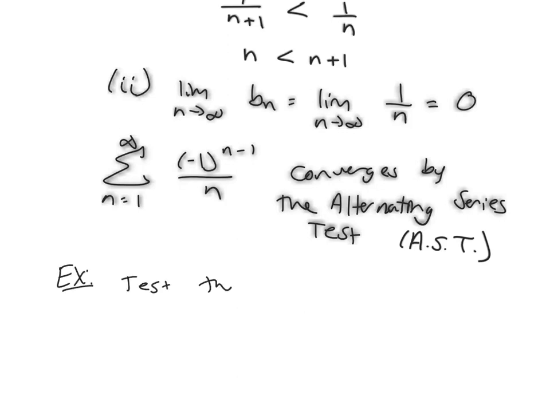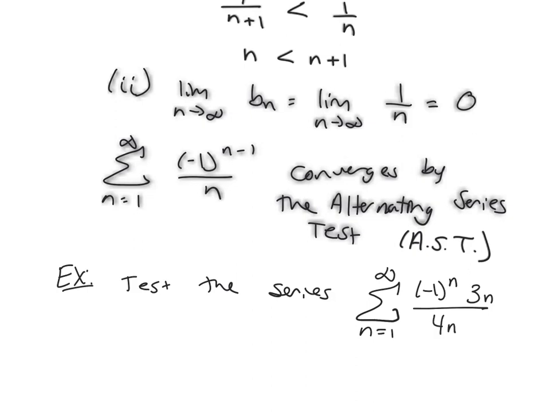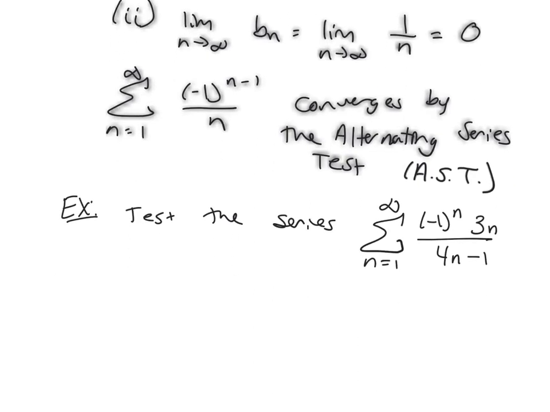Test the series, the sum from n equals 1 to infinity of -1 to the n, 3n over 4n minus 1, for convergence or divergence.